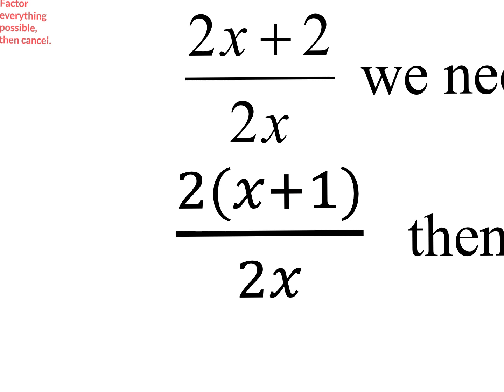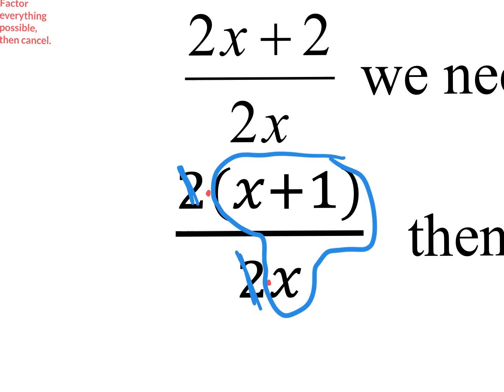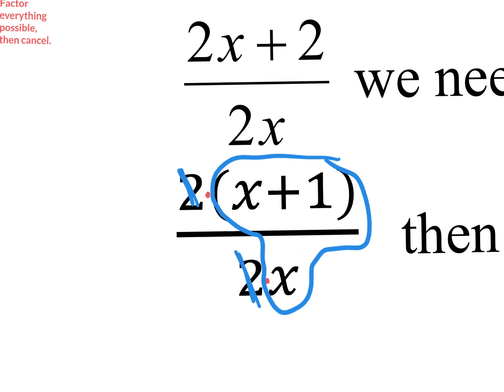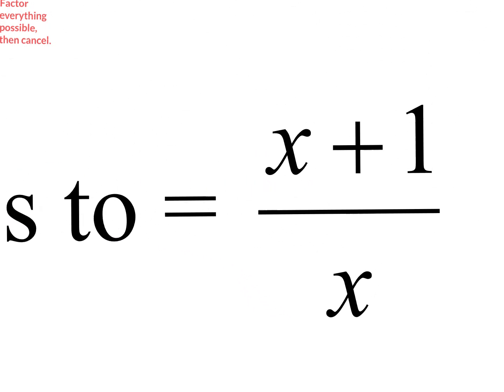And now you truly do have 2 times something over 2 times x. Now you really do have that multiplication of 2, and now you could really cancel that 2 with that 2, and this is your final answer. x plus 1 over x.